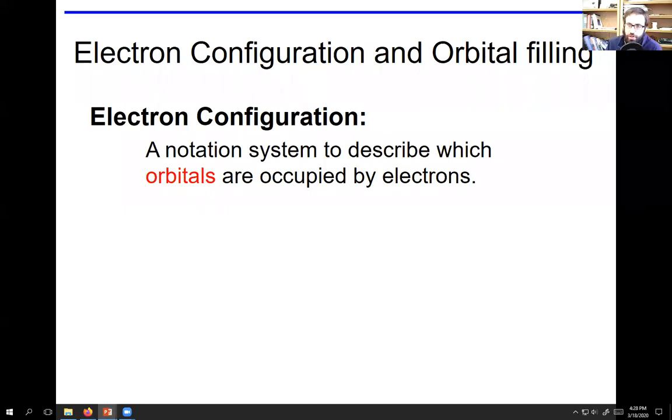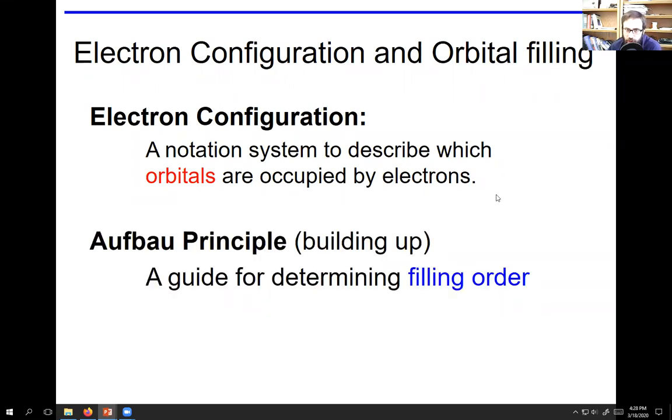All right, so this is part 2 of electron configuration, and we're going to get into filling up our different orbitals with electrons. So electron configuration is basically a notation system that we're going to use to describe where all the orbitals are, where all the electrons are in the orbitals. We're going to use this principle called the Aufbau principle, which basically just means building up. It's a German word, and it's going to tell us the filling order for the electrons in the orbitals.